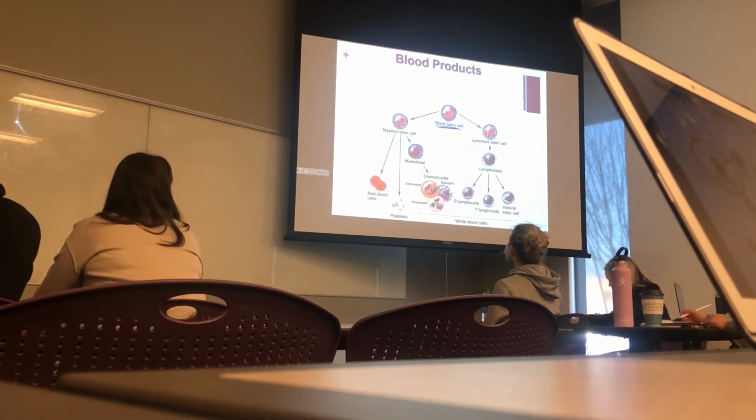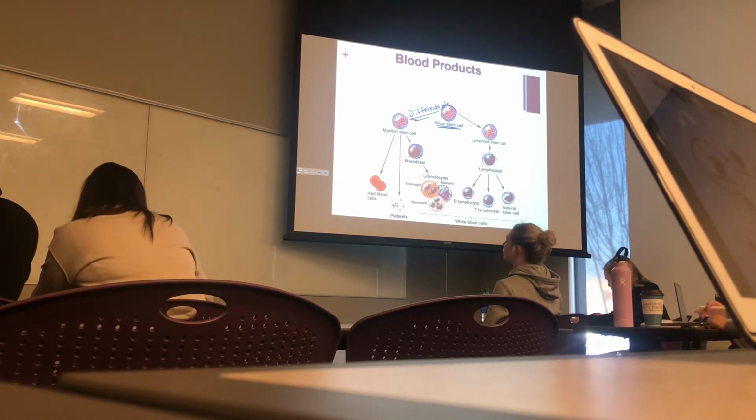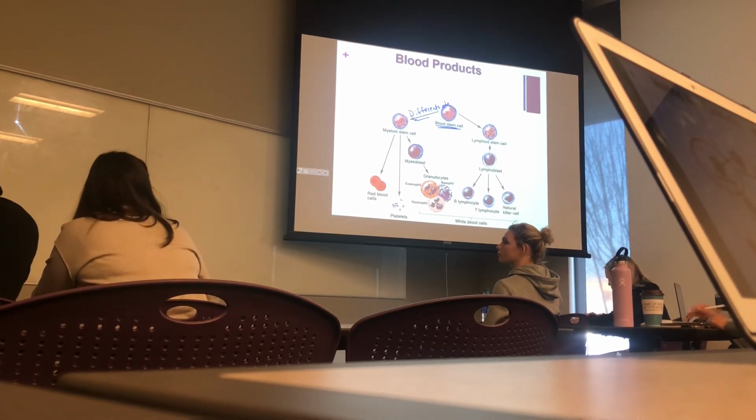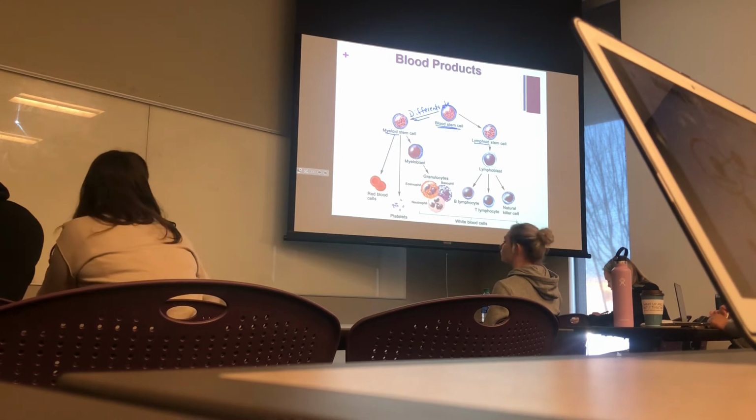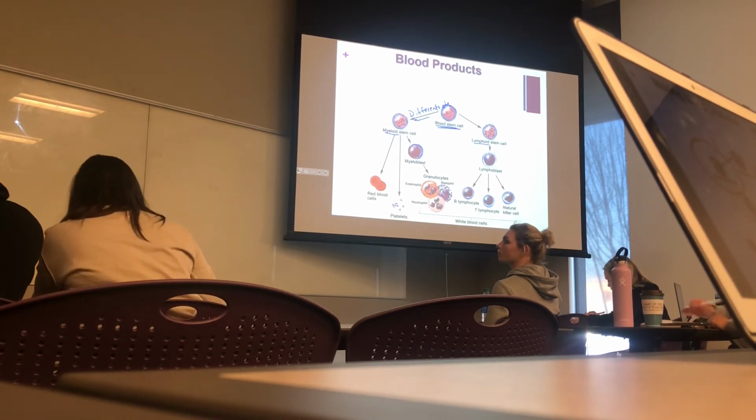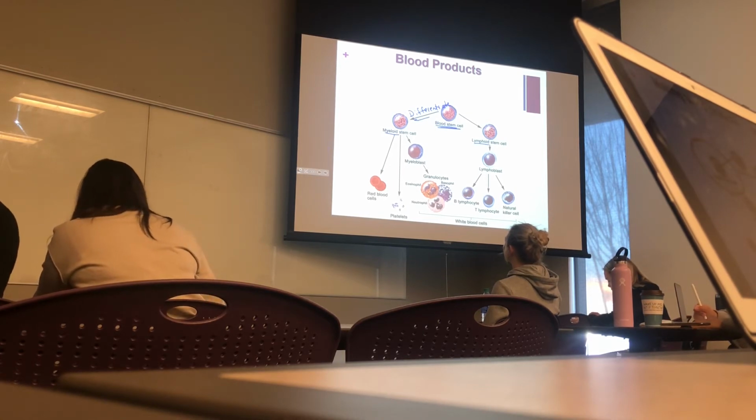It'll either go down one side. We call that, by the way, differentiation. So it would differentiate, either go down one side or the other side. So either down the lymph side or the myeloid side, okay? When we say it differentiates, it means it got more specific. So the stem cell no longer is a pure blood stem cell. It is either a myeloid stem cell or a lymphoid stem cell. Does that make sense? Okay.